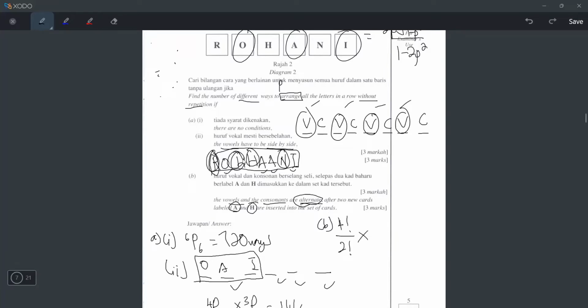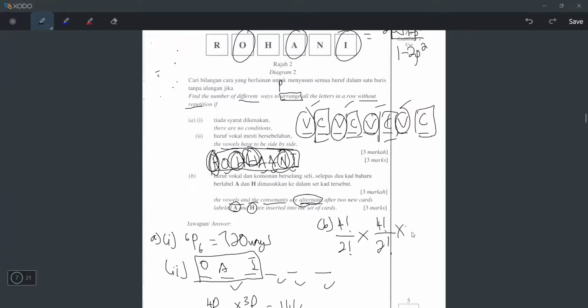Consonants, there's R, H, N. And the consonants, you will put into this spot and this spot, right? So it will be 4 consonants, R, H, N, into 4 spots. So it will be 4 factorial also, but there's 2 H's. That's repeating. So you have to divide by 2 factorial also. Okay. And then the final one is you have to times 2.